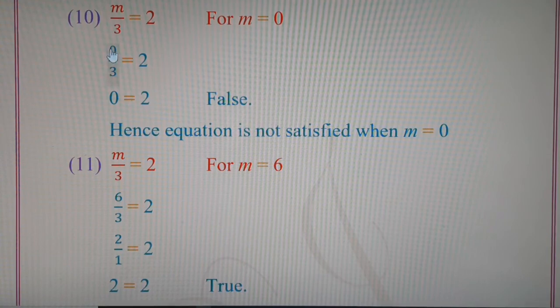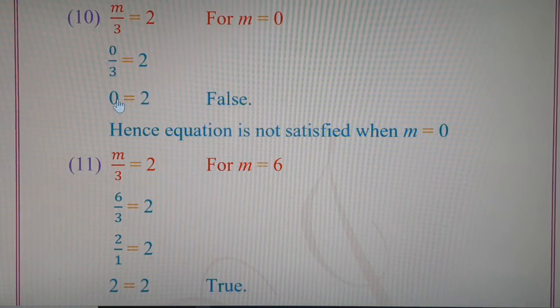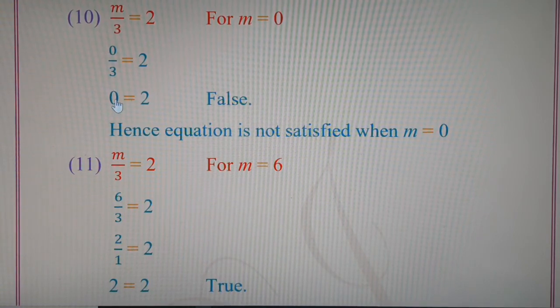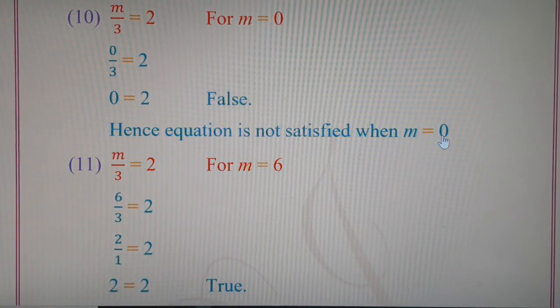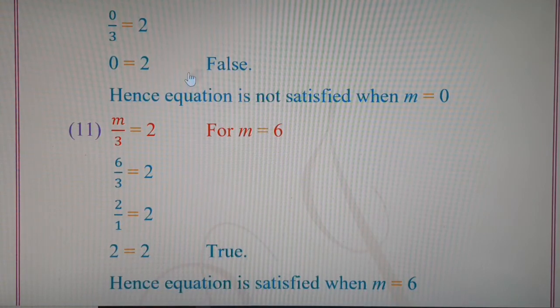That means the numerator is 0 and there is a denominator any other number, then we can say the answer will always be the numerator 0, or we can say 0 will be the answer. When 0 is divided by any number, the answer will be 0. So left hand side is 0, right hand side is 2. 0 is equal to 2. Are they equal? No, it's not equal. 0 cannot be equal to 2. It is false. Hence the equation is not satisfied when m is equal to 0 is substituted in the equation.